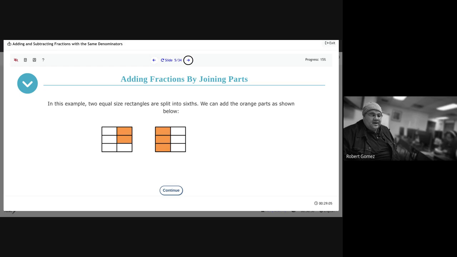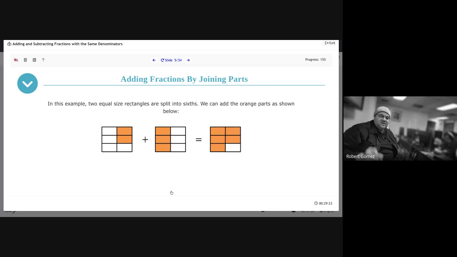So we can do that, right? Because they're the same size, right? It's all split into the same parts, right? And so we're able to do that. We're just able to take them out and move them over, right? And that's why this is easy mode, because that's all we have to do. And that's what we're going to do.